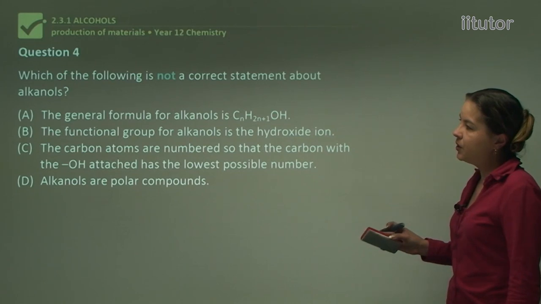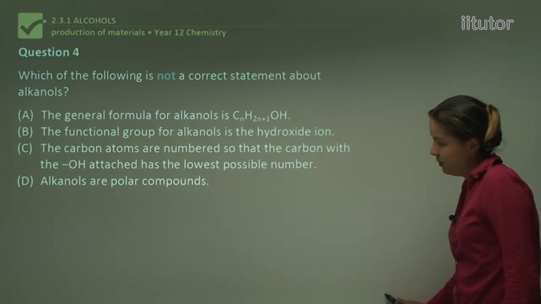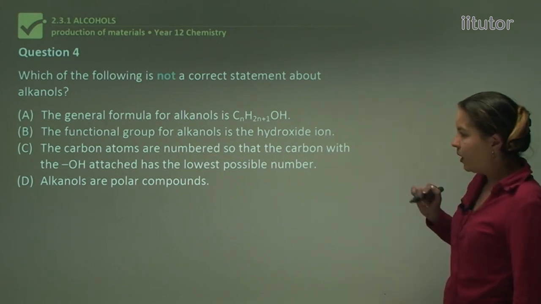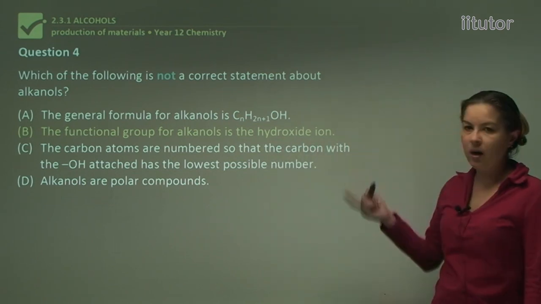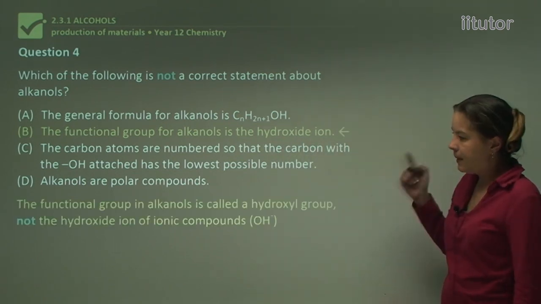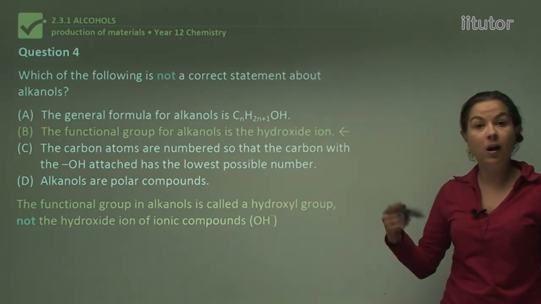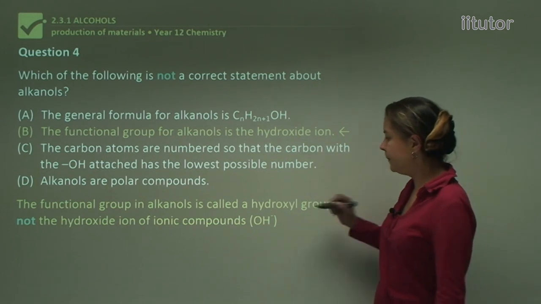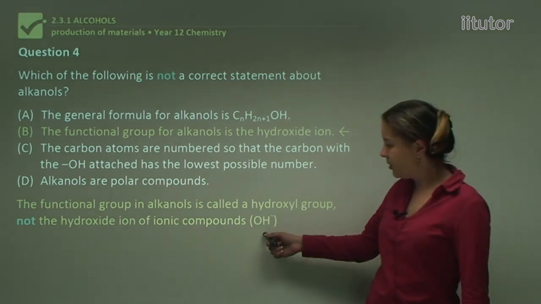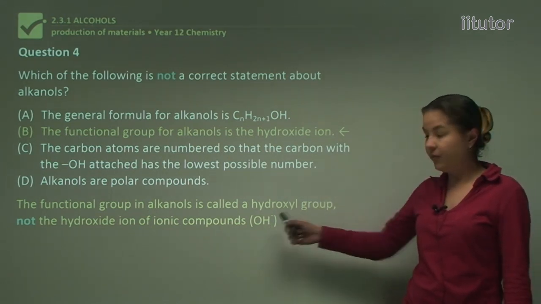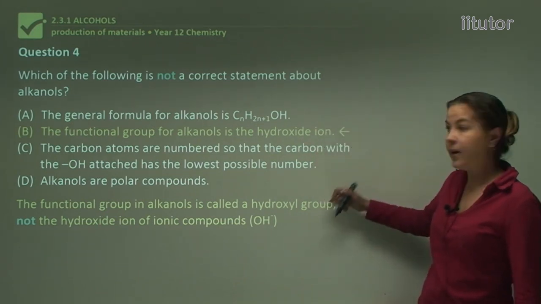Question 4, which of the following is not a correct statement about alkanols? So I'll start with the answer and I'll work backwards. The functional group for alkanols is the hydroxide ion. Okay. Now this is incorrect because the functional group of alkanols is called a hydroxyl group, as I've been discussing in this lesson, not the hydroxide ion of ionic compounds. So that's your hydroxide ion with a negative charge. So that is incorrect. And all the others are actually correct.